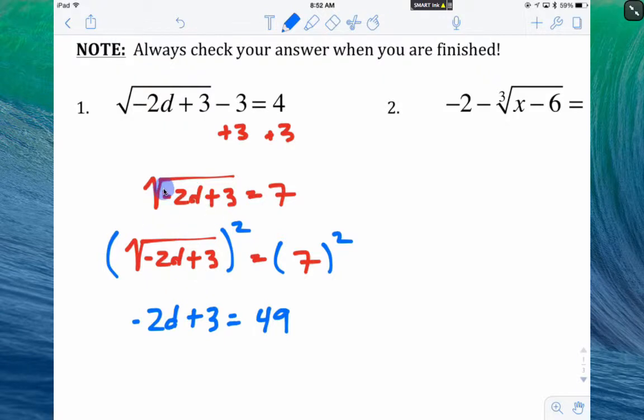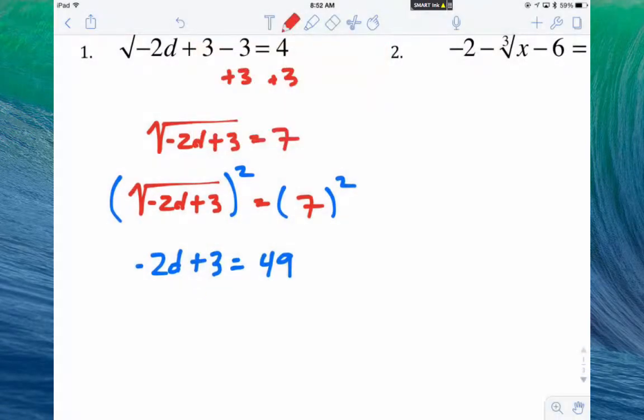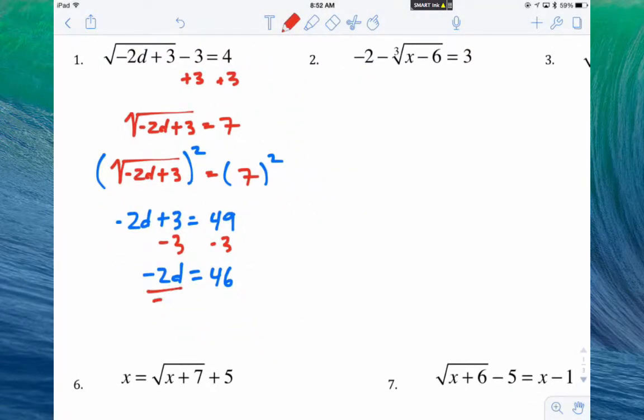We have successfully gotten rid of this square root symbol, and we put ourselves in a position to isolate this d no problem. Here, it should just be smooth sailing. I think we're going to subtract 3 from both sides of the equation. We end up with negative 2d is equal to 46. Dividing both sides of this equation by negative 2 should yield us our solution to the original, namely d equals negative 23.